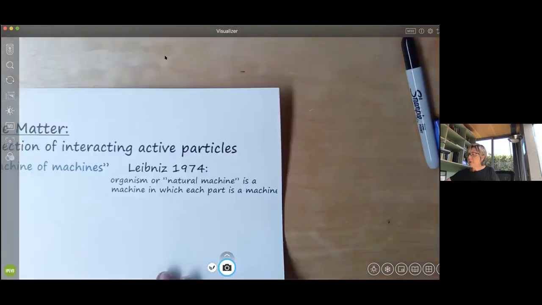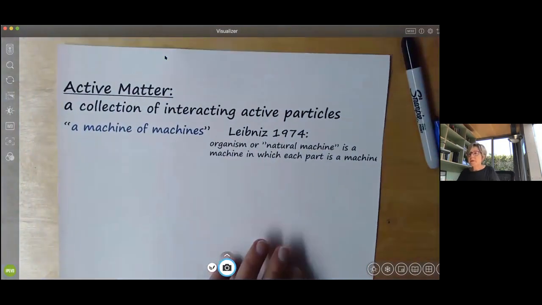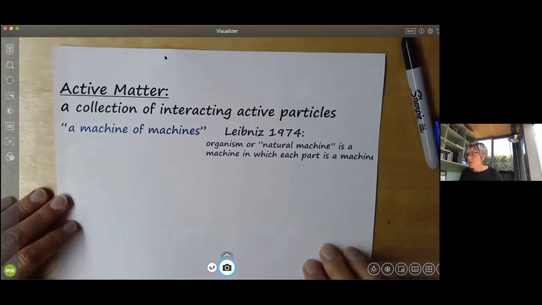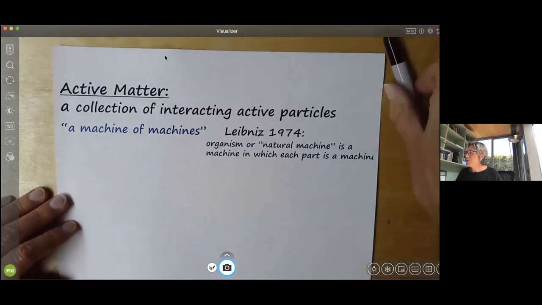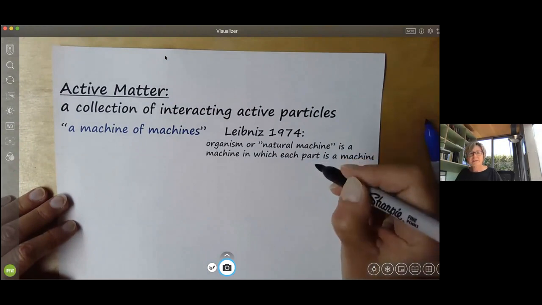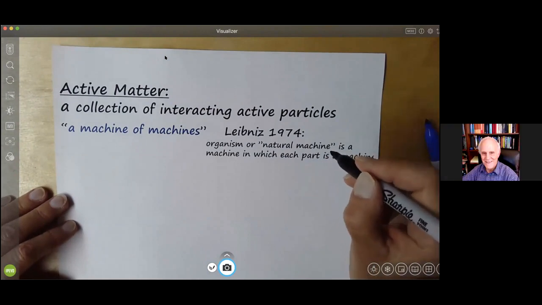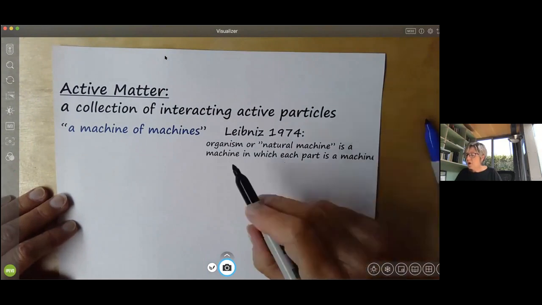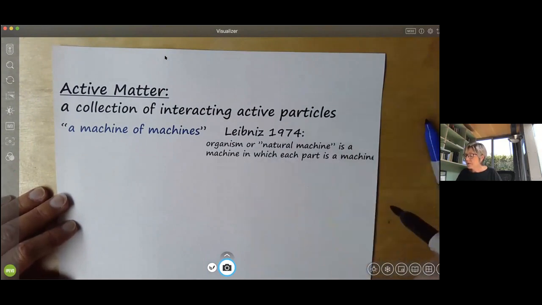What about active matter? Of course, active matter is a collection of interacting active particles, sort of a machine made of machines. And in some sense, active matter was first defined by Leibniz back in 1974, when he defined an organism, or a natural machine as he called it, as a machine in which each part is a machine.